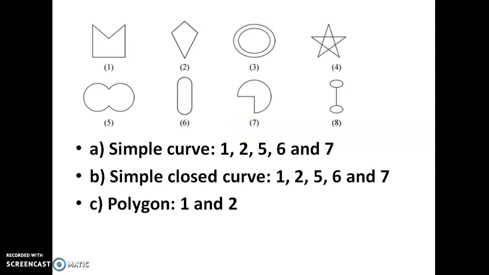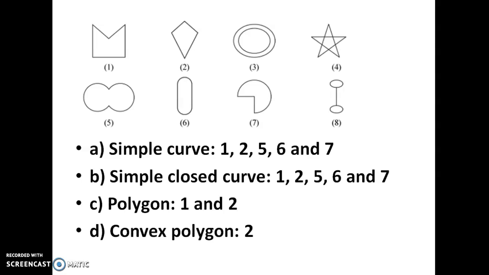Then polygon. Polygon means it should be drawn with the straight lines. Okay, line segments only it should have. So 1 and 2 only have the straight lines alone. Okay, all others are not having straight lines alone. So these two are the polygon, that is closed figure made of straight lines alone.